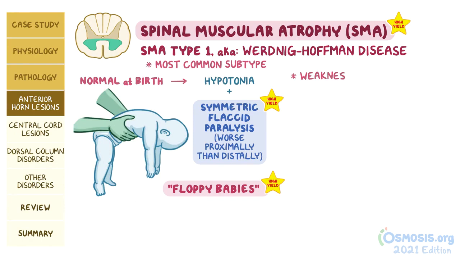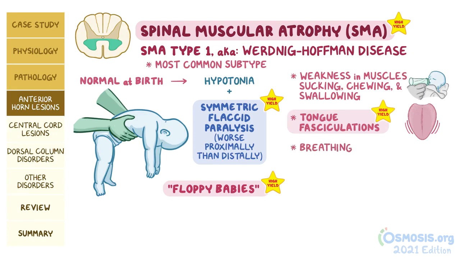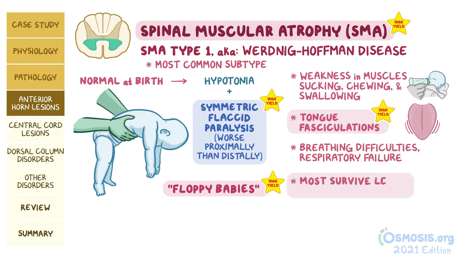They can also have weakness in the muscles involved in sucking, chewing, and swallowing. Another characteristic finding is tongue fasciculations. Over time, the diaphragm might be affected, leading to breathing difficulties and eventually respiratory failure. For these reasons, remember that most of these babies survive less than a couple of years.